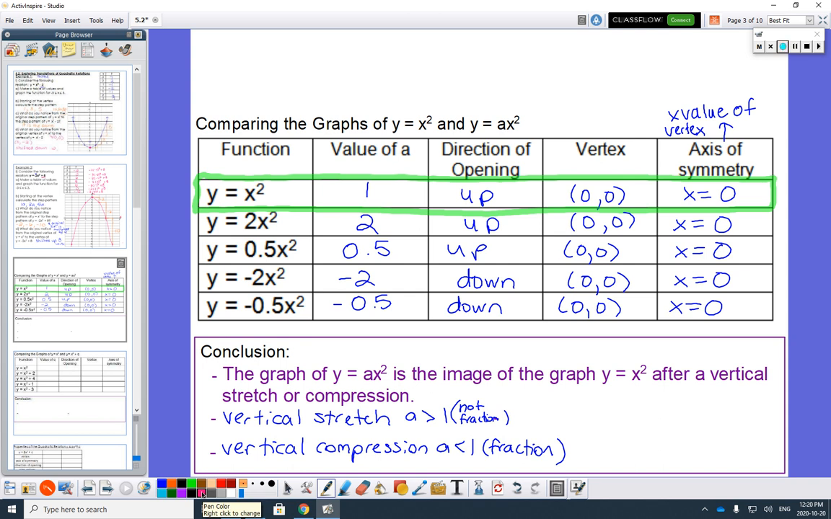If you like the idea of having a summary on the same chart, then you can even add things here that we've already talked about before, like a positive A value. It opens up. Negative A, it opens down. We talked about that before, but if you want it to be all in the same place, somewhere near this.